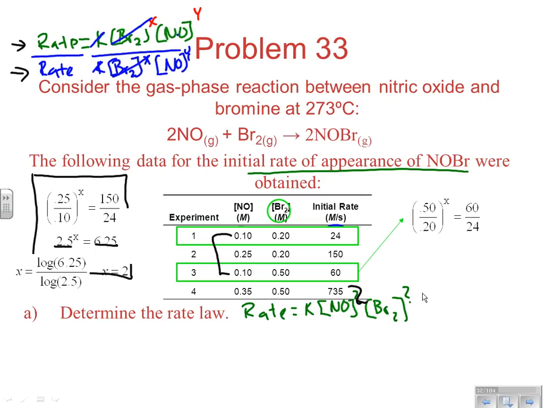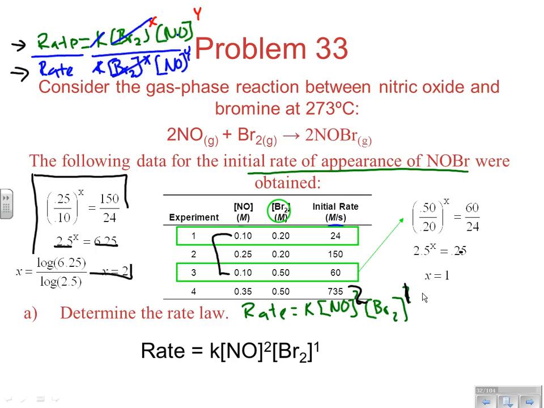So when we set up our expression here, I'm going to put big numbers on top to simplify things. So 0.5 over 0.2 to what power is going to equal 60 over 24. You carry through, and in this case, you'll see it's 2.5 to what equals 2.5. Sorry, it's not 0.25, that's a typo. And that means x is going to equal 1 here. So it's second order with respect to NO, but it's first order with respect to Br2.